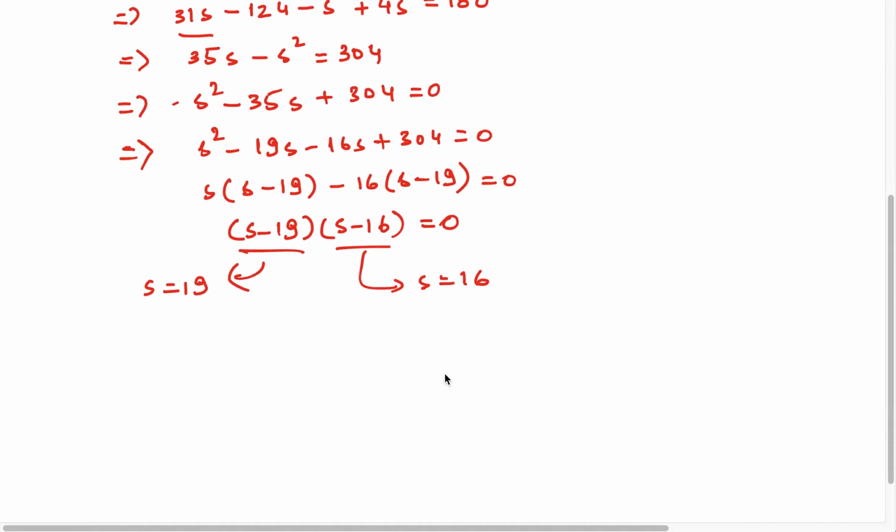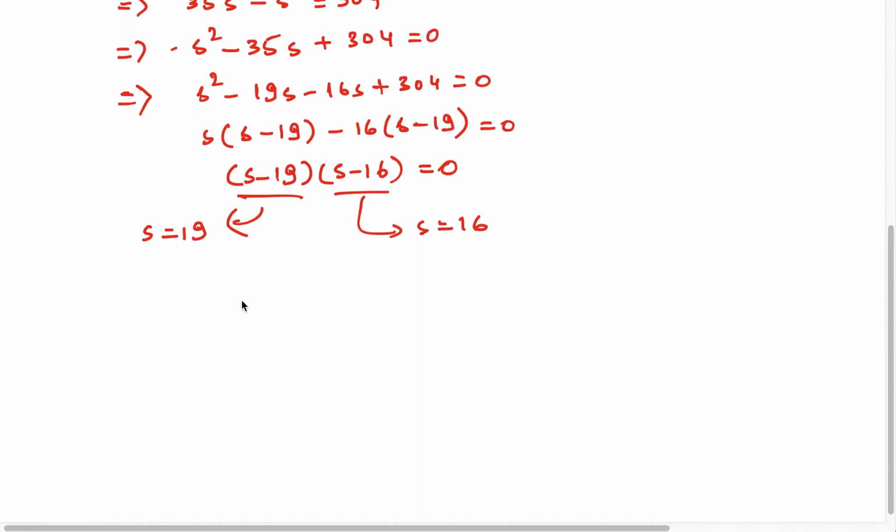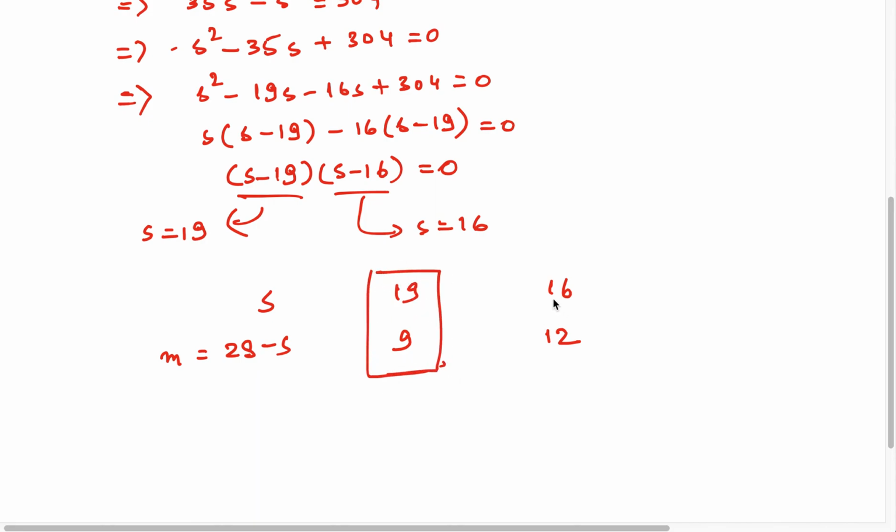Now I have two values of S. So S is either equal to 19 or S is equal to 16. Now you see, what is the value of M? M is equal to 28 minus S. So if S is equal to 19, M is going to be equal to 9, or if S is equal to 16, M is going to be equal to 12. So S and M have either these two values 19 and 9, or they have these two values 16 and 12.